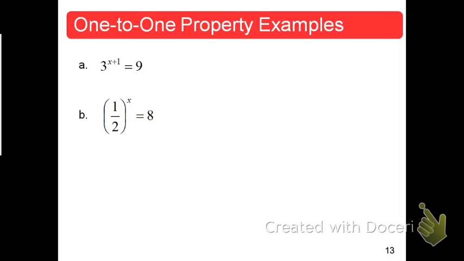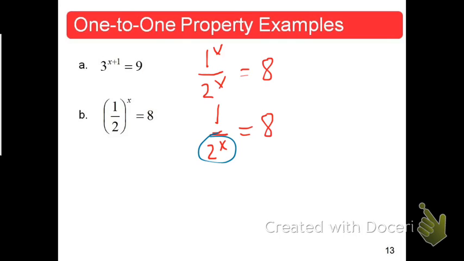Sorry, let me go back. Now, let's look at this 1/2 to the x power. How can I rewrite that so that we have the same base? What can we do here? I can rewrite this as 1 to the x over 2 to the x is equal to 8. And of course, 1 to the x is just 1. And I can bring this 2 to the x to the numerator. If I bring it to the numerator, it becomes 2 to the negative x is equal to 8.